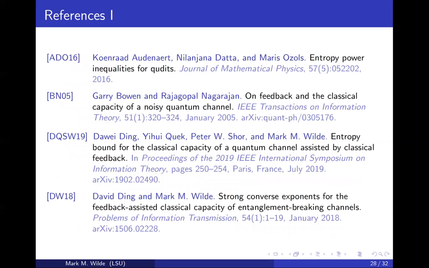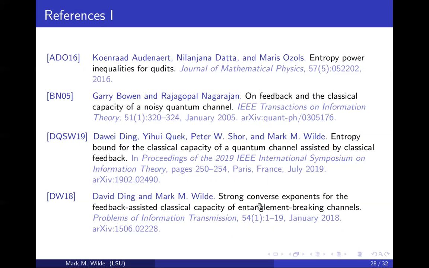Okay, let me talk about some of the references that I mentioned since they're here and since there's time available. This reference was for the partial swap channel. In this paper, they had other concerns, but the partial swap channel appeared here. Gary Bowen and his co-author worked on feedback assisted capacity of a quantum channel. This was one of the first works on this topic.